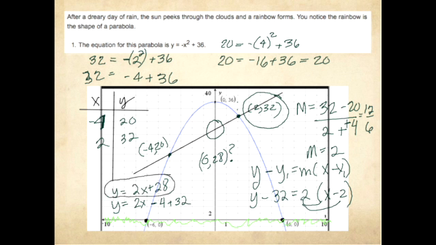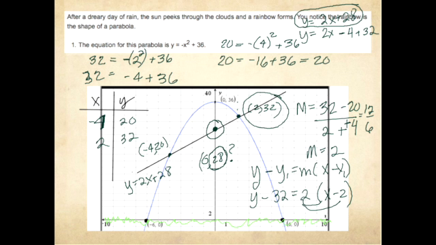This equation right here is in slope-intercept form. That means that the y-intercept is 28. So I'm going to move all of this work up over here into the corner. So I know that 0, 28 is also one of the points on this line. Now I need one more point.